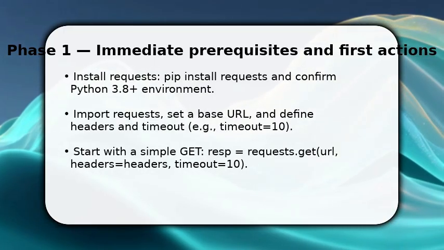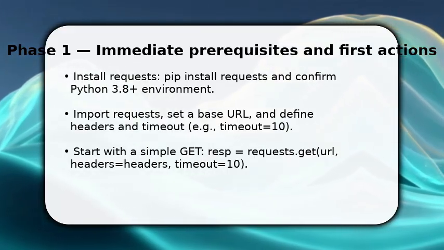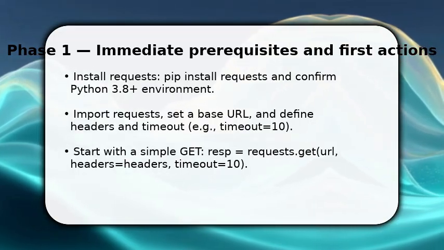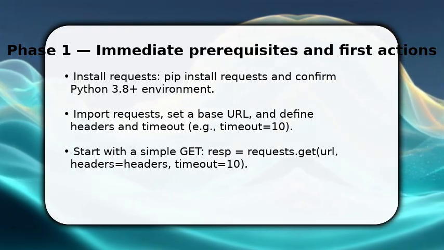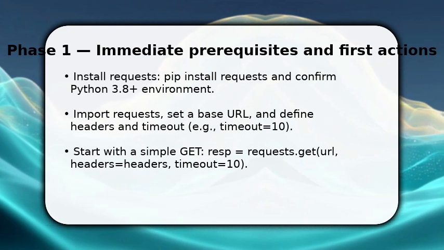Now you write a simple get call, resp equals requests.get(URL, headers=headers, timeout=10). Check resp.status_code and resp.headers to confirm connectivity. If you get 200, parse resp.text or resp.json(). This gives you immediate feedback on whether your setup worked.